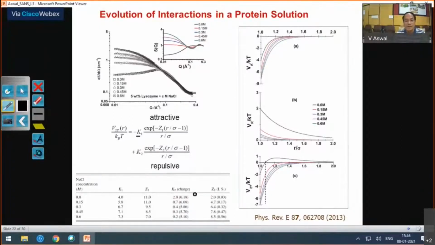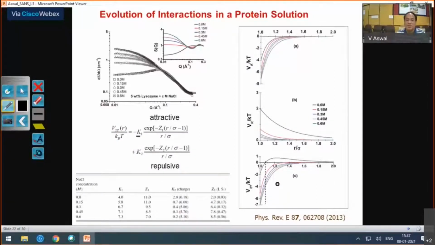And then from that, you can see the fitted data. So they fit well to the experimental data. Your repulsive part is suppressed as you increase the salt concentration.